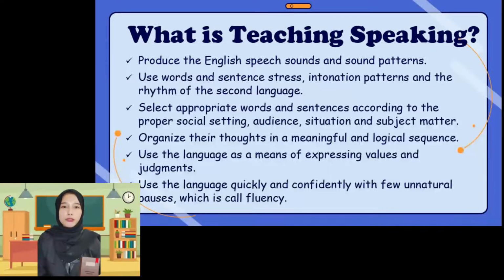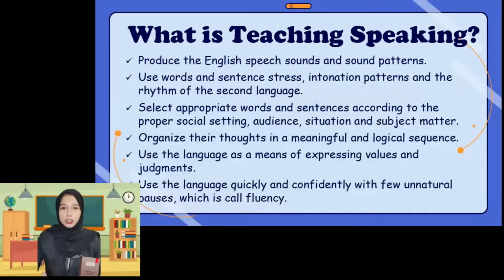So the next one is to use the language as a means of expressing values and judgments. Language is the words and expressions used and understood by a large group of people. So that's why it needs to express various values and judgments.